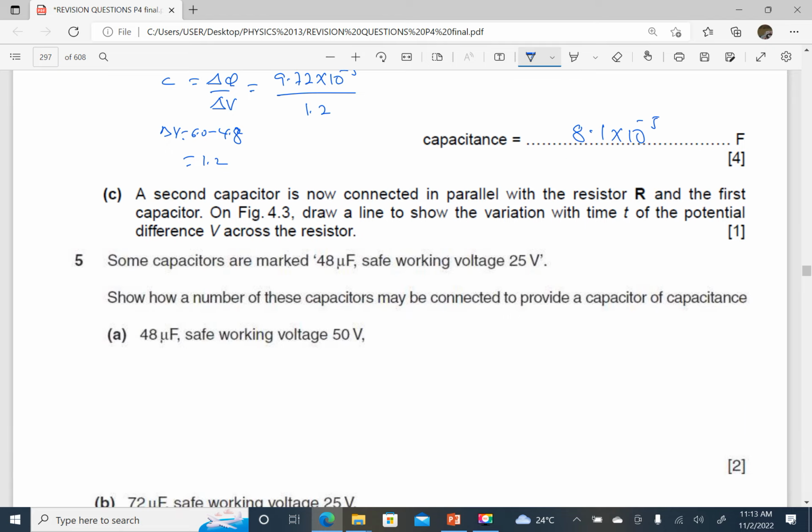The second capacitor is now connected in parallel with the resistor R and the first capacitor. So in other words, there are two capacitors in parallel. When we connect capacitors in parallel, total capacitance is increased, so we have a higher capacitance. Draw a line to show the variation with time t of the potential difference V across the resistor.